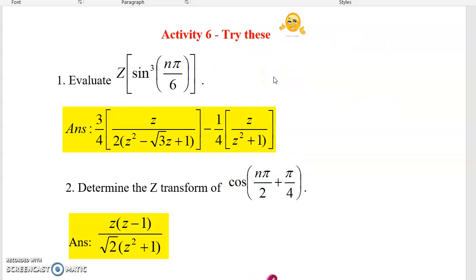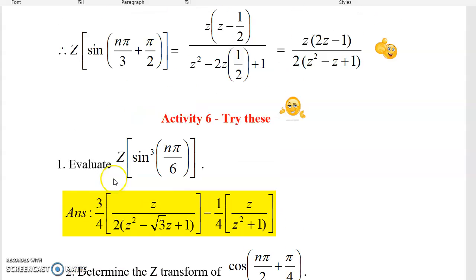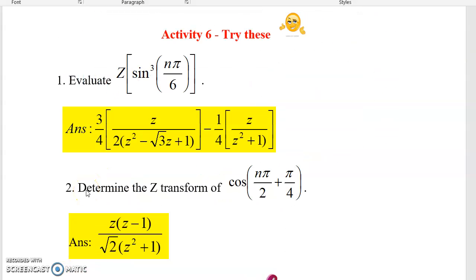So I think you would have understood how to evaluate z transform of trigonometric functions using the concepts we had learnt in all these problems. Try to solve these two problems. Z transform of sine cube, here you may have to use the sine cube theta formula, and here you have to use the cos a plus b formula.